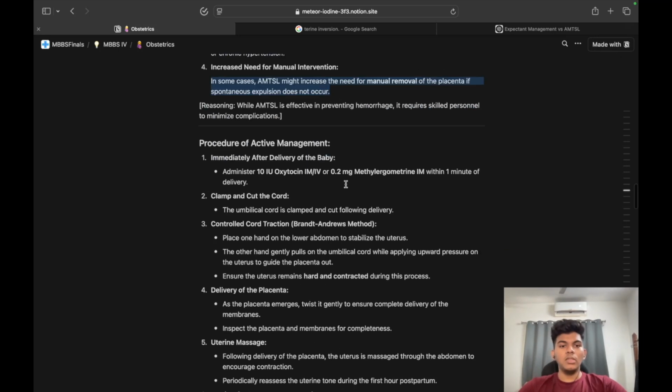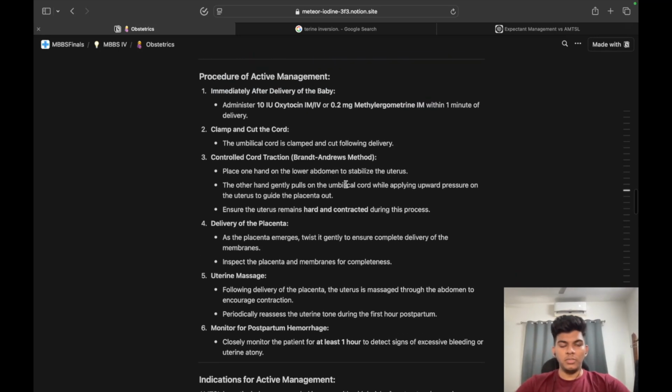You need manual removal. Coming to the procedure of active management. Immediately after delivery of the baby, administer 10 international units. So we have already seen this, the drugs, the dose, within 1 minute of the delivery. So within 1 minute, this or this, but this one is better. Clamp and cut the cord. The umbilical cord is clamped and cut following the delivery.